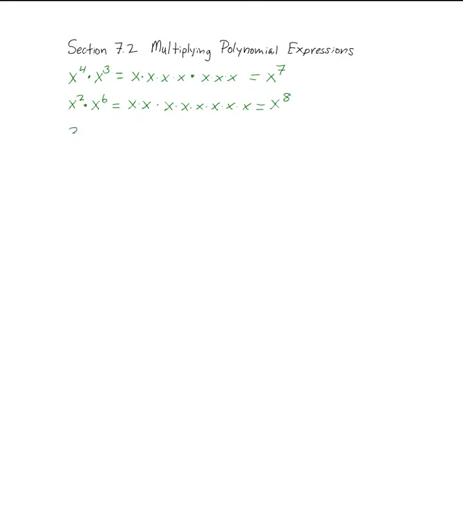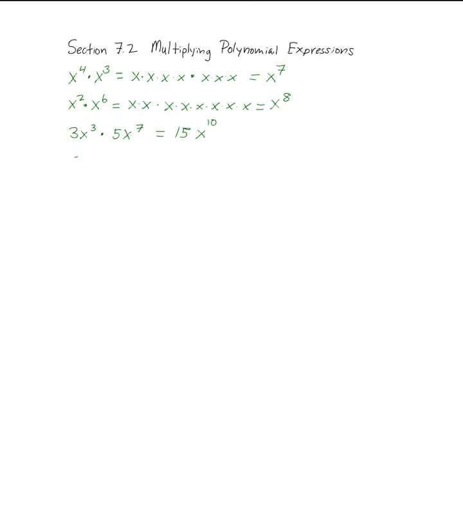Okay, so let's say I had 3x to the third, and I wanted to multiply by 5x to the 7th. Well, I really don't want to write all those x's down. The good news is I don't have to. I multiply the numbers out front. 3 times 5 is 15. And then I multiply my x's. I'm going to have 3 x's and then 7 x's. So altogether I have 10 x's. So that's 15x to the 10.